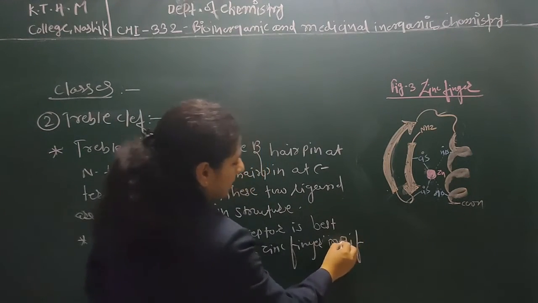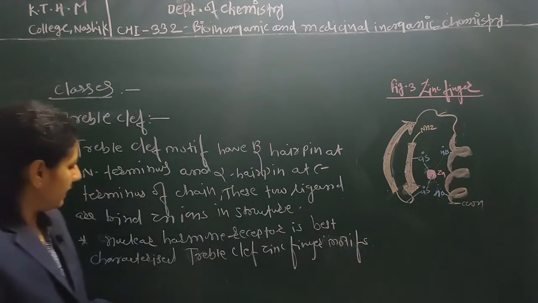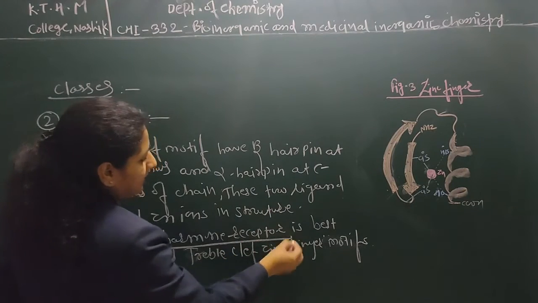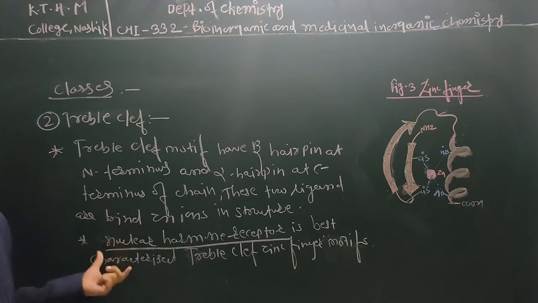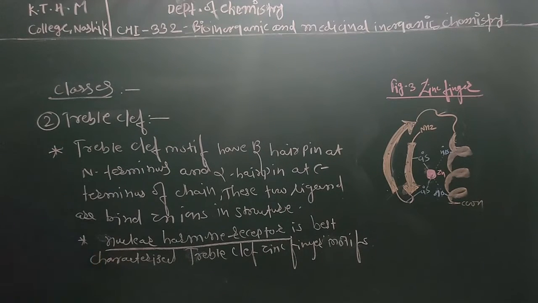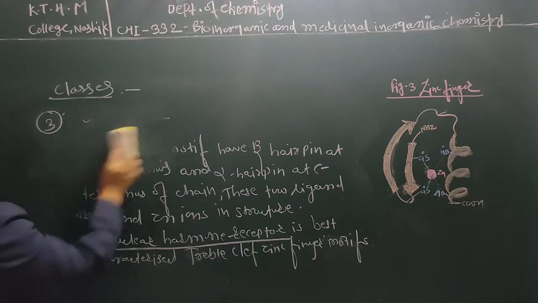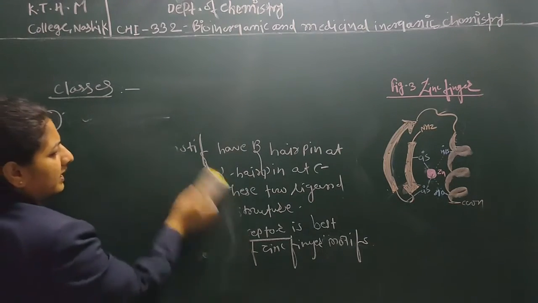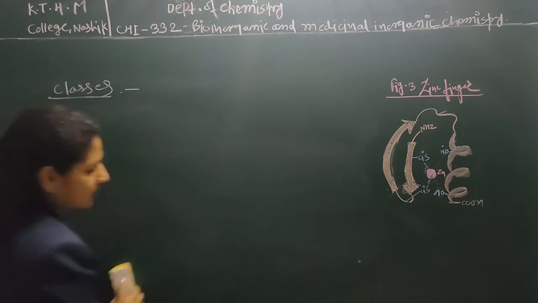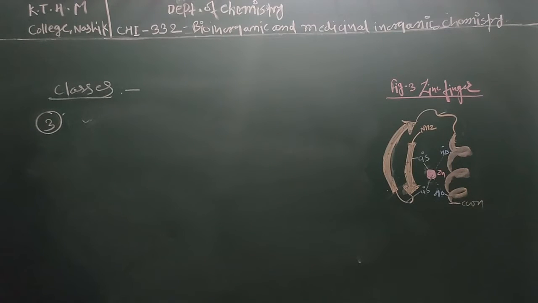So this is an example of a nuclear hormone receptor, an example of the treble clef zinc finger motifs. Now let's discuss the zinc ribbon structure. We know that the zinc ribbon is formed from two ligands, each from two knuckles. So it will attach the two ligands from two knuckles.